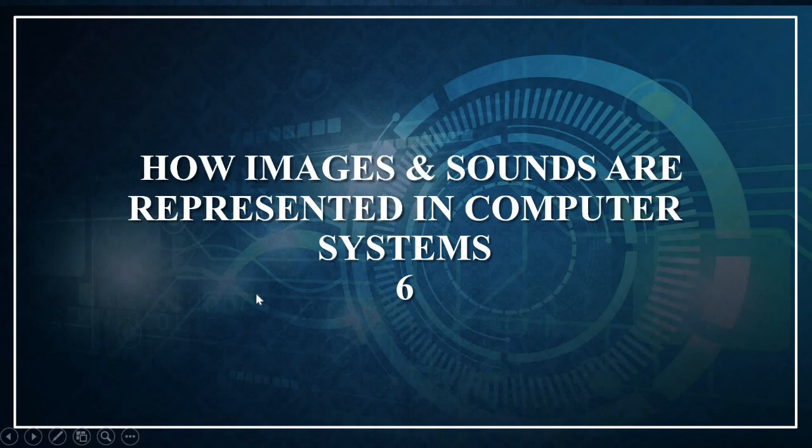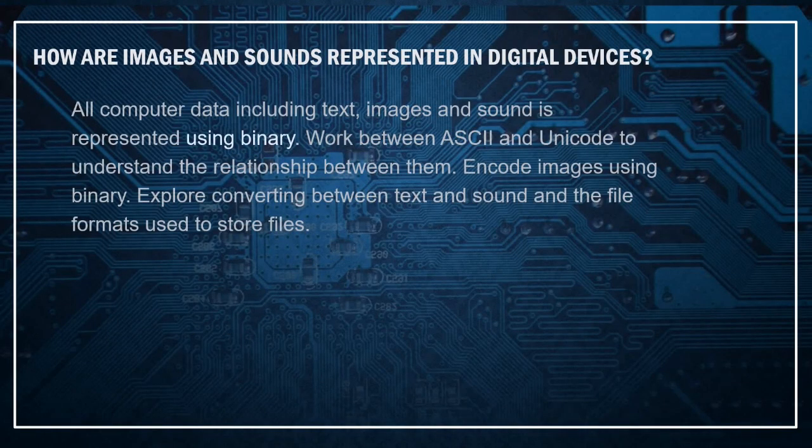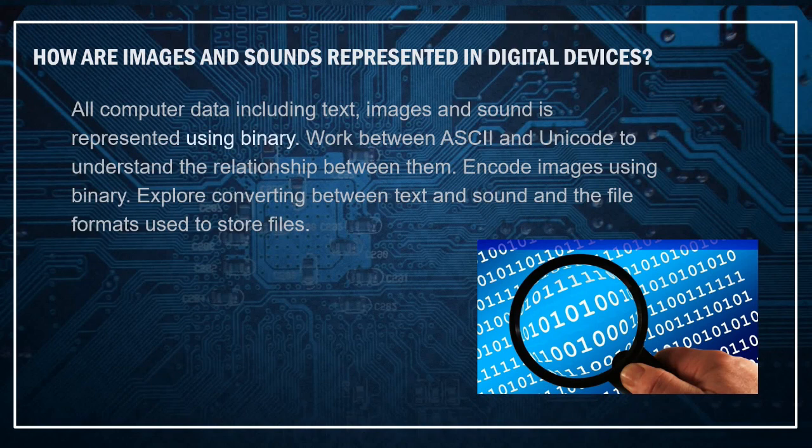Moving on, how images and sound are represented in computer systems. All computer data, including text, images, and sound, is represented using binary. Work with ASCII and Unicode to understand the relationship between them. Encode images using binary, explore converting between text and sound, and the file formats used to store files.